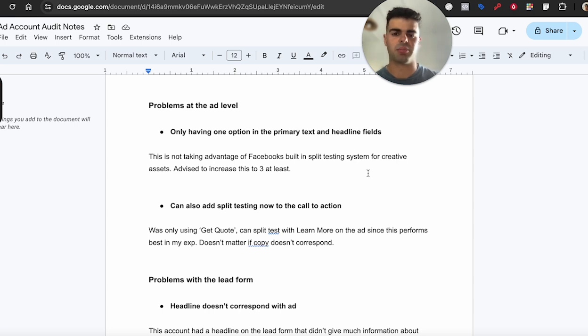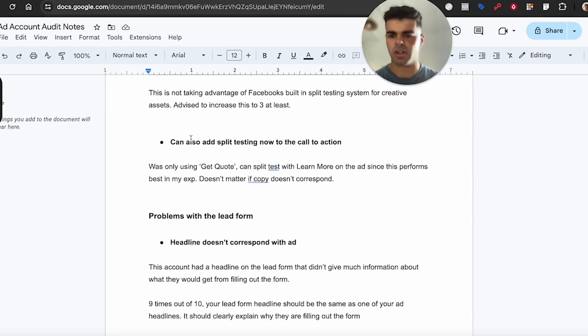I can understand some people saying, oh, you shouldn't do 5 for both because if you don't spend enough, you're not going to know which ones are the best. I disagree. I always put 5. The least amount that I would recommend is 3, so I advise just to increase that to 3 different headlines and 3 different primary texts.